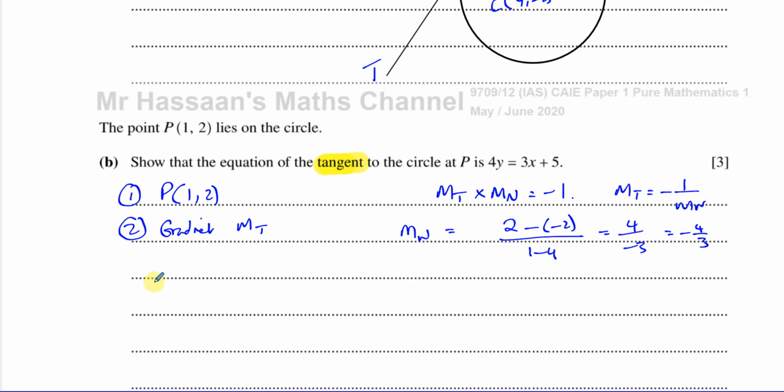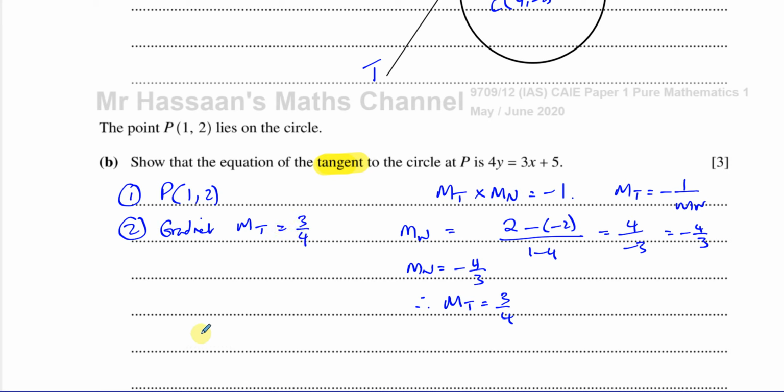So we know that the gradient of the normal is -4/3. Therefore, the gradient of the tangent is going to be the negative reciprocal, which is +3/4. If you multiply them together, you get -1. So to find the gradient of a line which is perpendicular to another line, you change its sign and you flip the fraction upside down. So the gradient of the tangent is therefore 3/4.